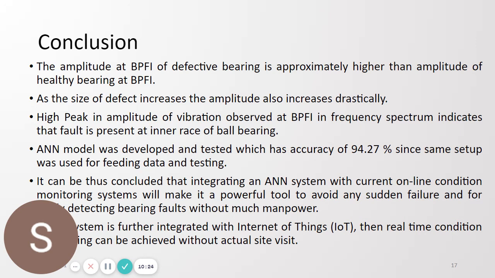The ANN model was developed and tested, and has an accuracy of 94.27%. A total of 50 samples were taken for each case. So for the healthy system 150 data samples, for defective 150 into 2, that is 300. 70% of the data was used for training and 30% was used for testing.